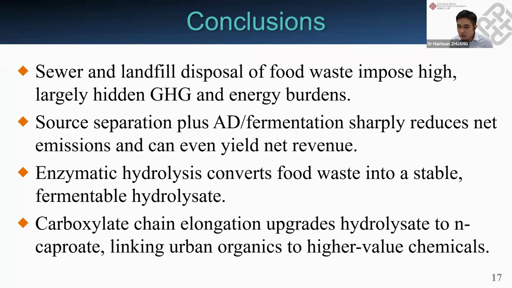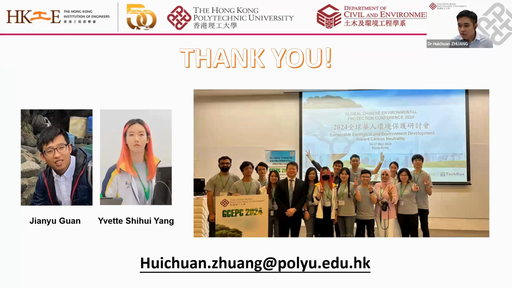And by applying enzymatic hydrolysis, we can convert the food waste into a stable, fermentable hydrolysate, which means it has a lot of sugar or usable nutrients for the following fermentation. Then chain elongation upgrades those hydrolysates into high-value chemicals. So it can help our society be willing to treat unwanted food waste. In the end, thanks to our group members, especially our PhD students Guan Jianyu and Yang Shihui. They put a lot of effort into these studies.